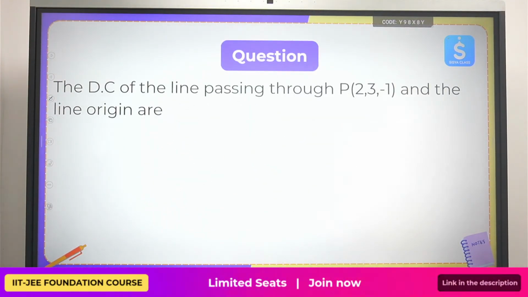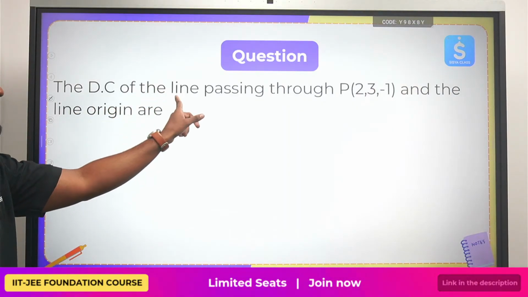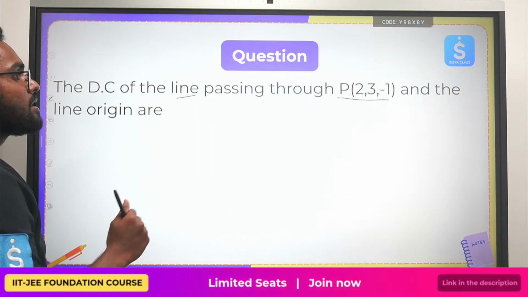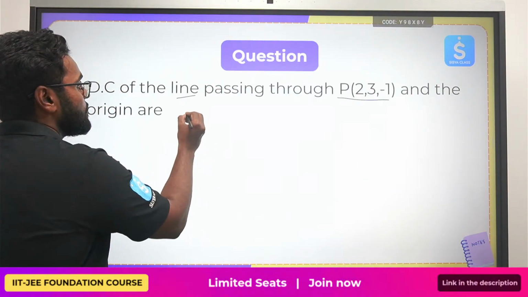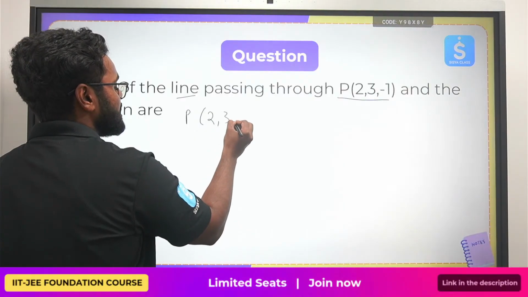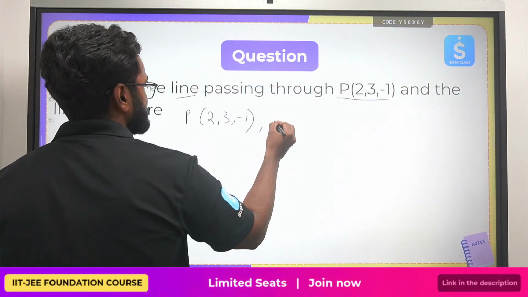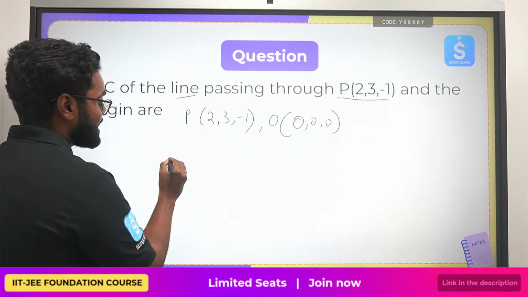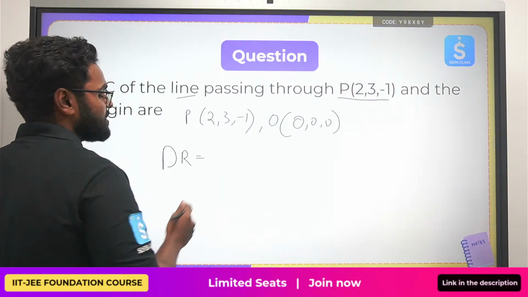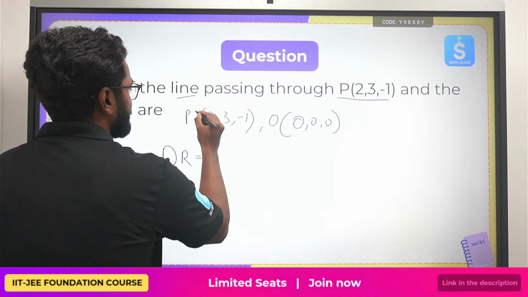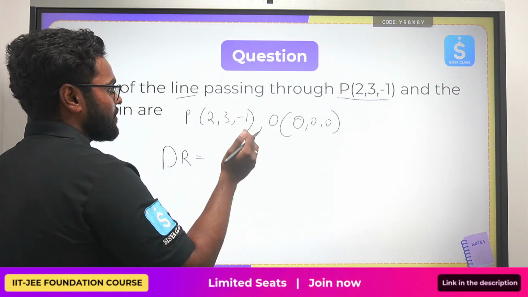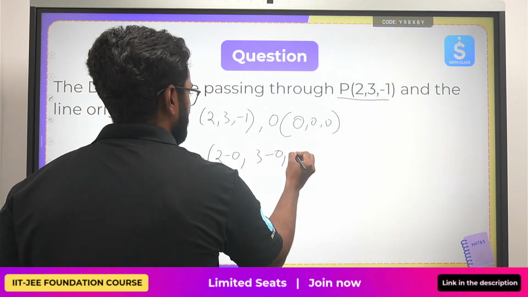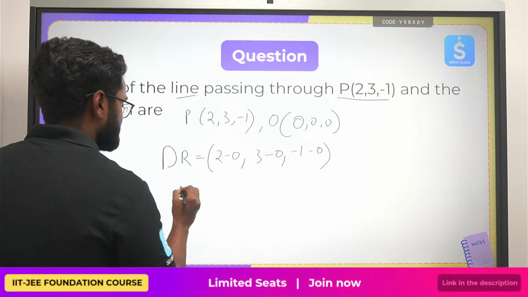We are asked to find the direction cosines of the line passing through the point P (2, 3, -1) and the origin. We have a point P (2, 3, -1) and the origin (0, 0, 0). The direction ratio is given by x1 minus x2, y1 minus y2, z1 minus z2, which is 2 minus 0, 3 minus 0, -1 minus 0. So these are the direction ratios.